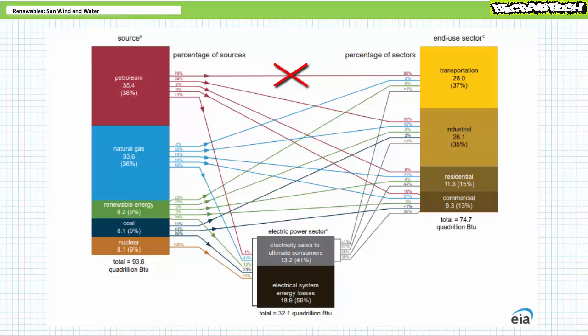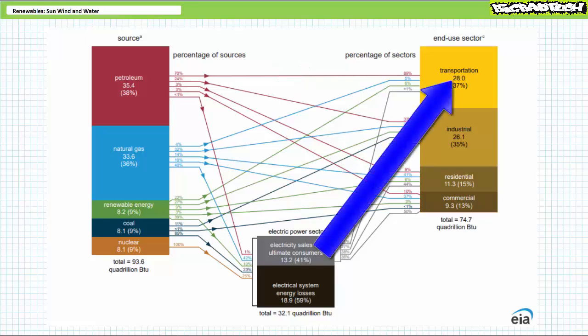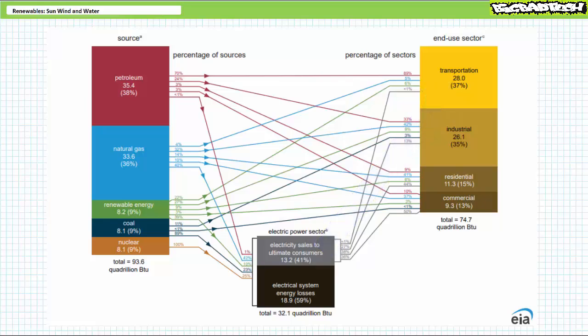If transportation isn't getting energy from petroleum, but rather from the electrical power sector, where is the electrical power sector going to get that energy from? More renewables? More nuclear? More natural gas? More coal? More petroleum? That's stupid. The point being, electrifying the transportation sector will only be as clean as the source of the electrical power sector. Don't trade a petroleum-powered transportation sector for an electrical sector powered by petroleum.